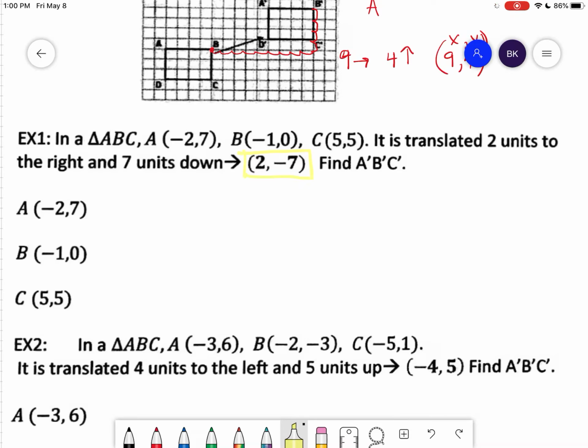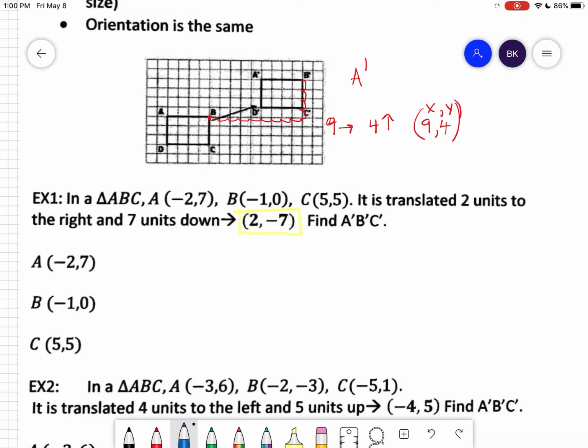I showed you how we do this on the graph paper, but you can actually do this mathematically. The only thing we're going to do is add the translation ordered pair to the original ordered pair of each vertex. So let me quickly add that: plus 2, negative 7. Again, we're going to do the same thing to every single vertex.